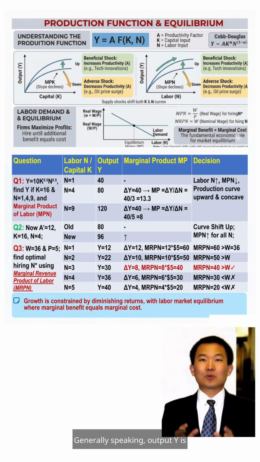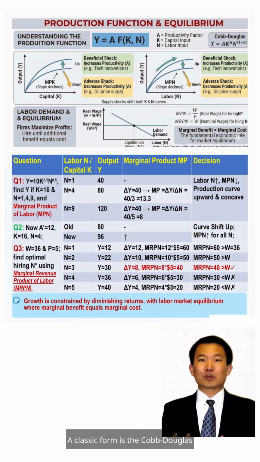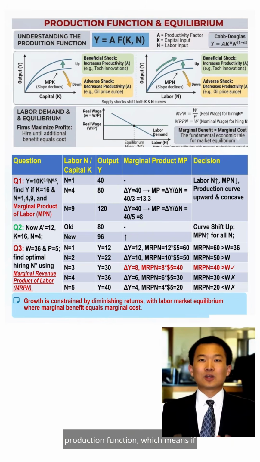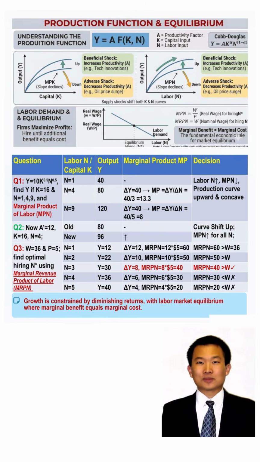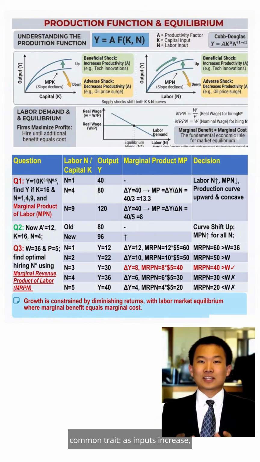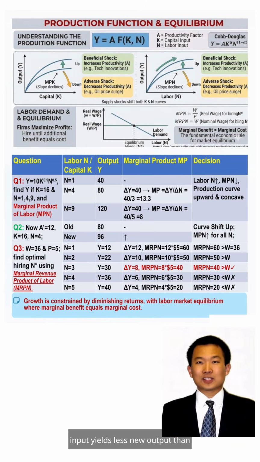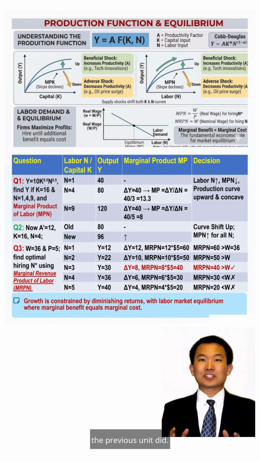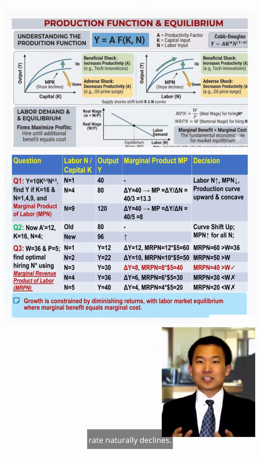Generally speaking, output Y is determined by productivity A, capital K, and labor N. A classic form is the Cobb-Douglas production function, which means if capital K and labor N increase by the same proportion, output Y increases by that same proportion. All production functions share a common trait. As inputs increase, output rises, but the rate of that increase gradually slows down. This means each additional unit of input yields less new output than the previous unit did. As inputs keep increasing, capacity constraints emerge, and the growth rate naturally declines.